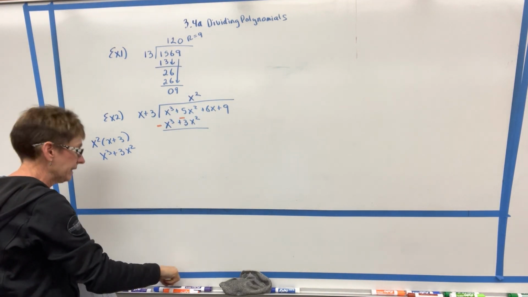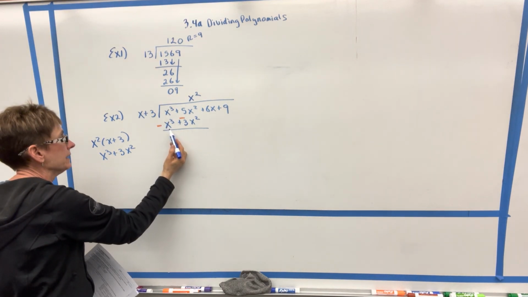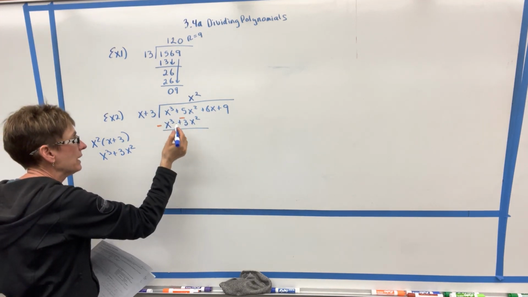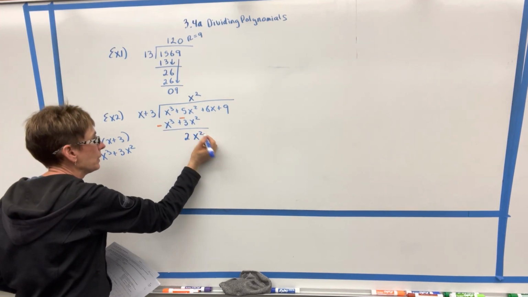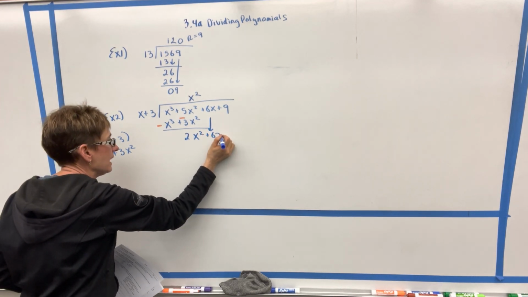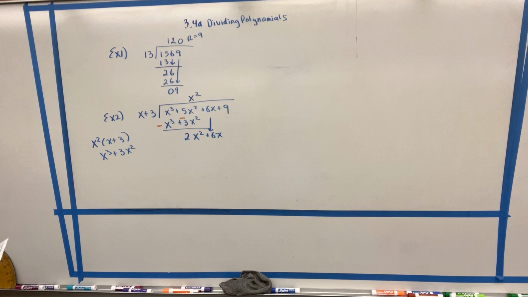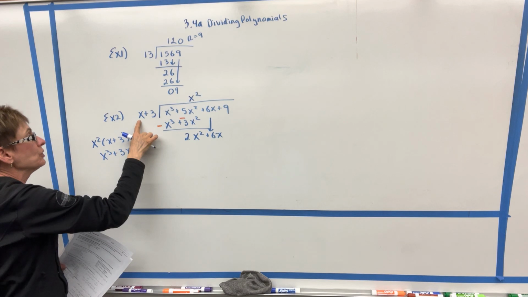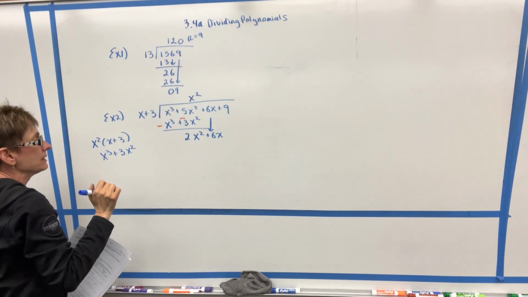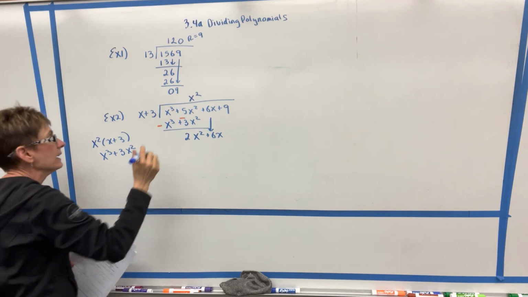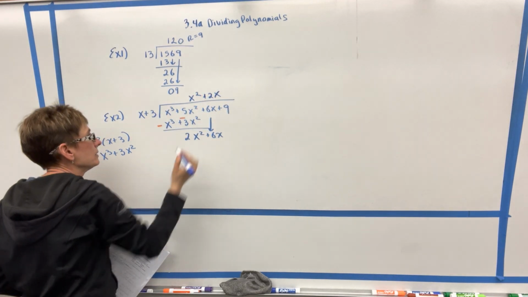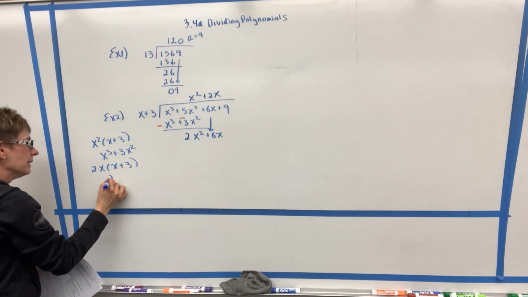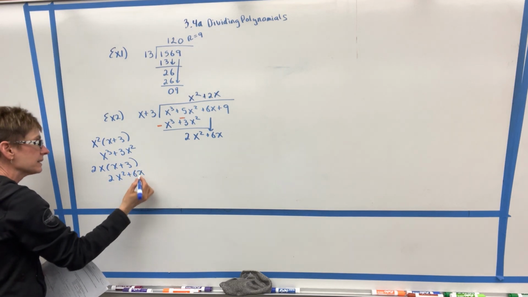So I change the sign of everything in my second row here, and then I add. x cubed plus negative x cubed is 0. 5x squared minus 3x squared is 2x squared. And then I bring down the 6x, just similarly to what I did before. All right, now I want to ask myself, what would I have to multiply x by to make 2x squared? So I would have to multiply x by 2x. Now I want to see, what is 2x times x plus 3? That is 2x squared plus 6x.